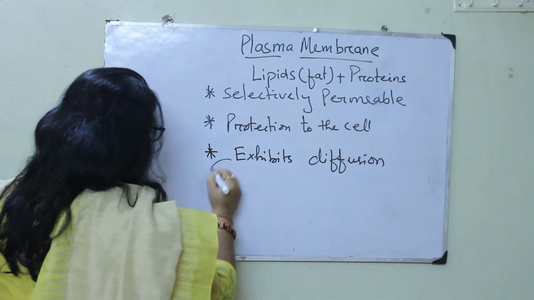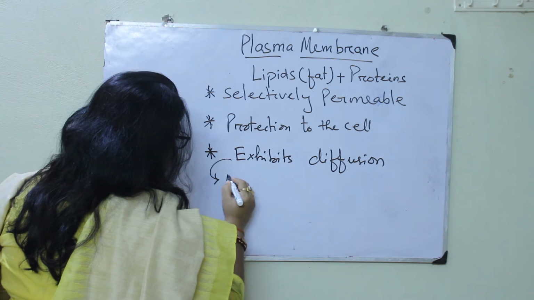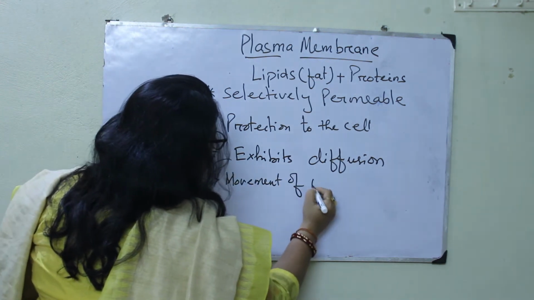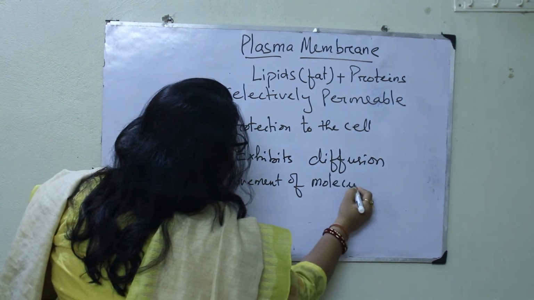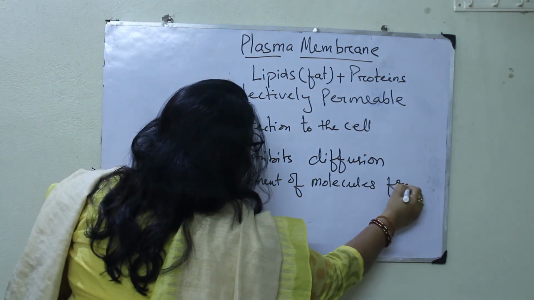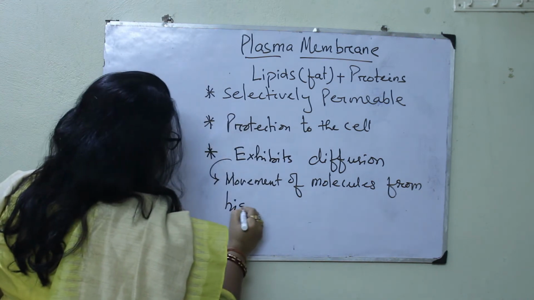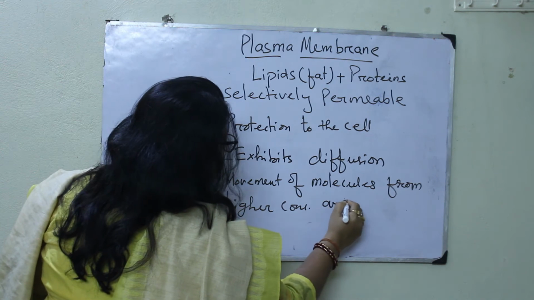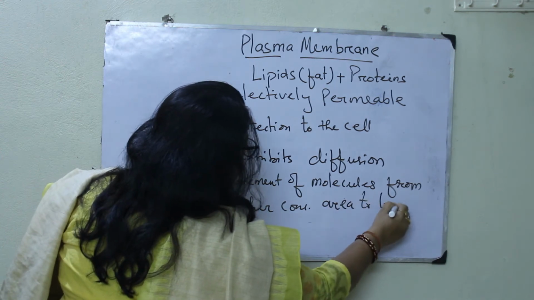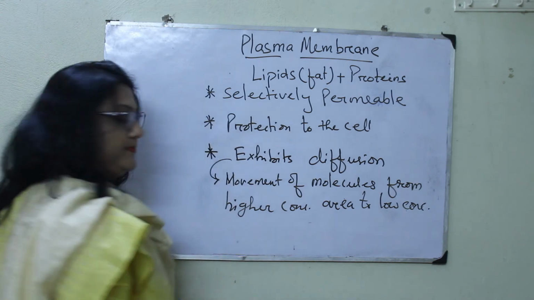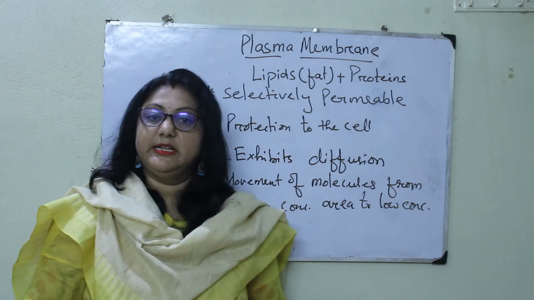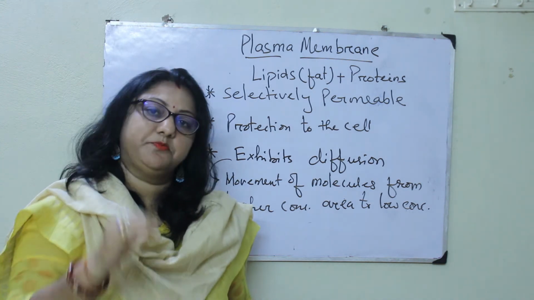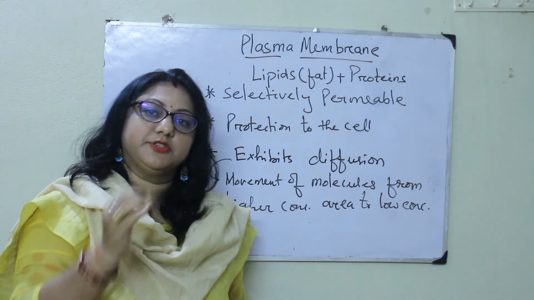So what is the meaning of diffusion? Movement of molecules from a higher concentration area to a low concentration area. Clear? So movement of molecules from a higher concentration area to a low concentration area. This property is defined as the diffusion process.